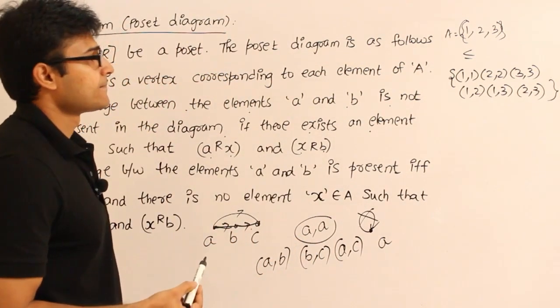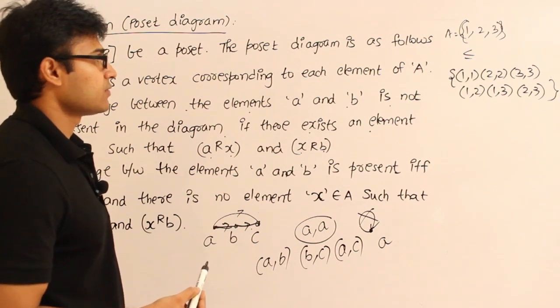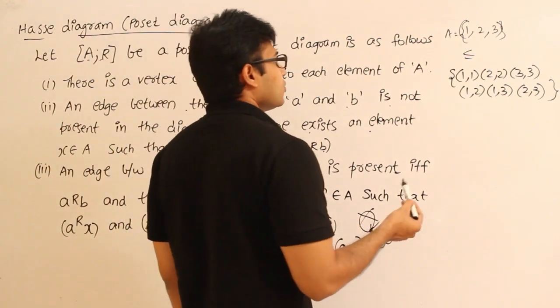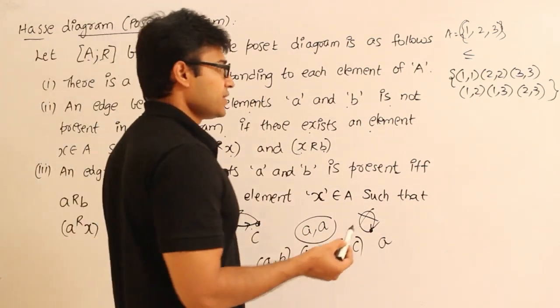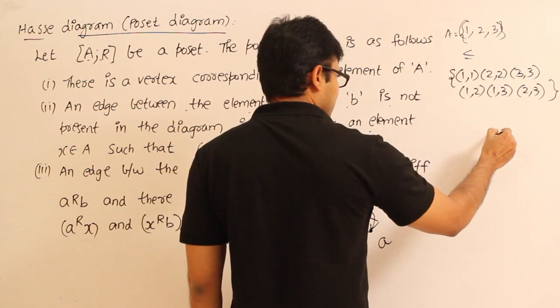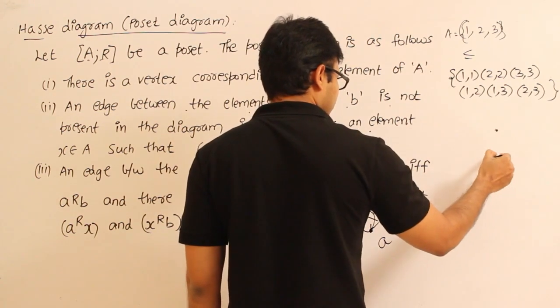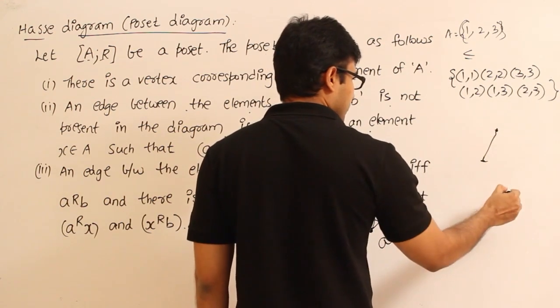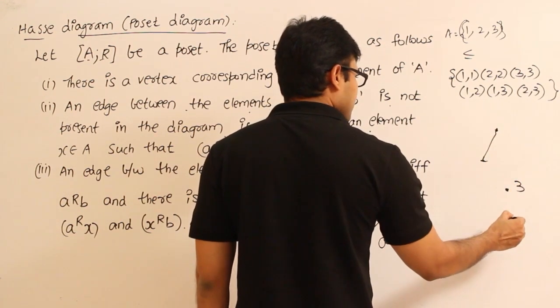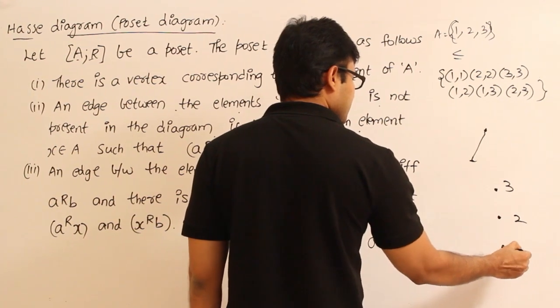Okay, so these 6 elements, 1 2, 1 3, 2 3, yes, these 6 elements are going to be present in this relation. Now a Poset says like this: you just maintain, let's say, 1 is here, 3 is here, 2 is here, and 1 is here, right?